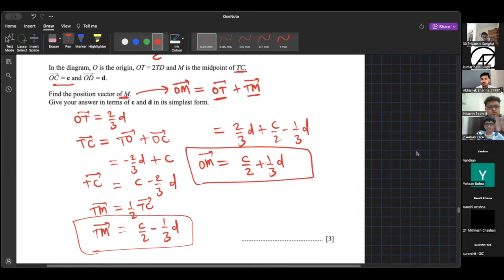So if suppose we leave it in 2D plus 3C upon 6, will it be considered, or we have to do it again in the simplest form?